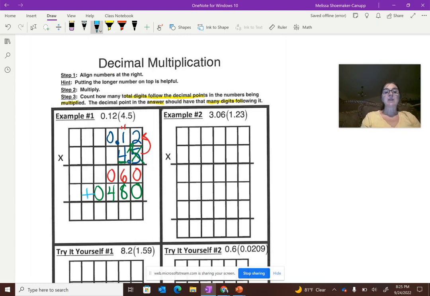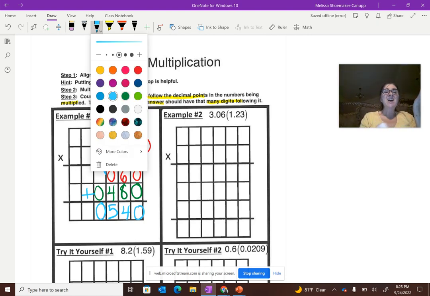Let's add them up. 0 plus 0 is 0. 6 plus 8 is 14. Carry the 1. 1 plus 4 is 5. And I'm going to go ahead and bring that 0 down because I might need it. I'm not for sure. It depends on where the decimal goes.